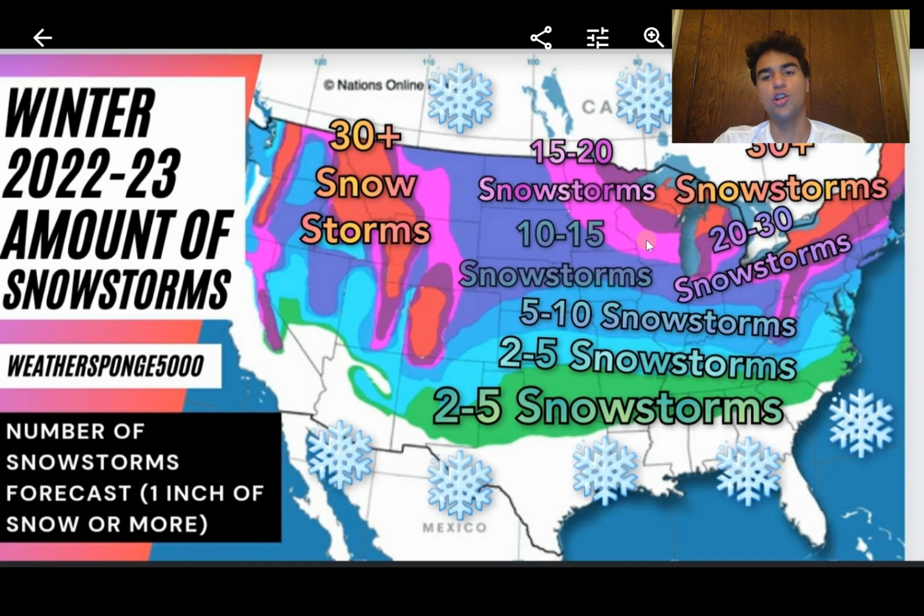Just south of that, you should expect 15 to 20 snowstorms. This includes the bigger cities now, such as Minneapolis as well as Milwaukee. So that's certainly something to keep in mind. And again, I did put this 15 to 20 snowstorm range a little bit further southward because I do expect more jet stream dips to occur this winter.